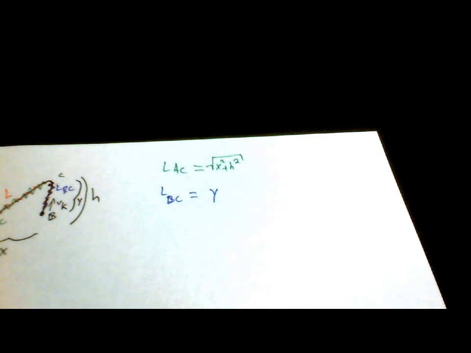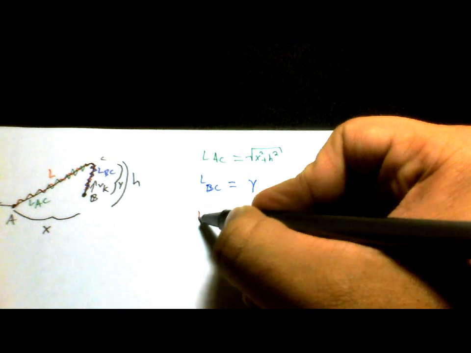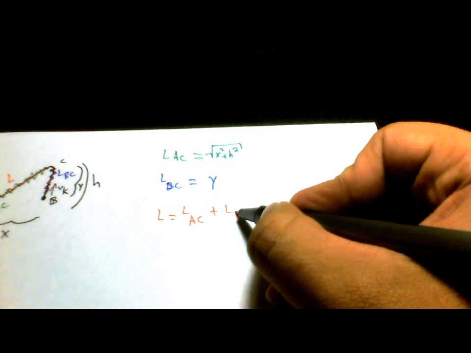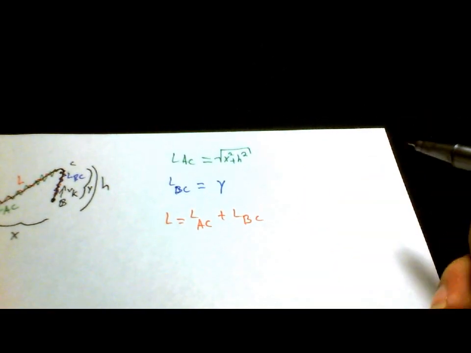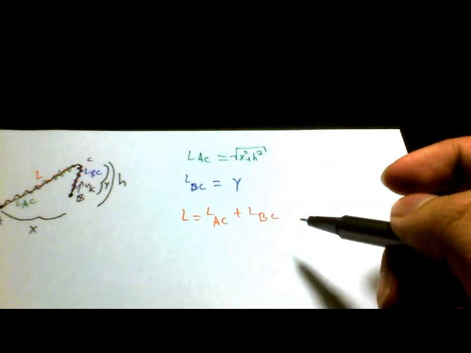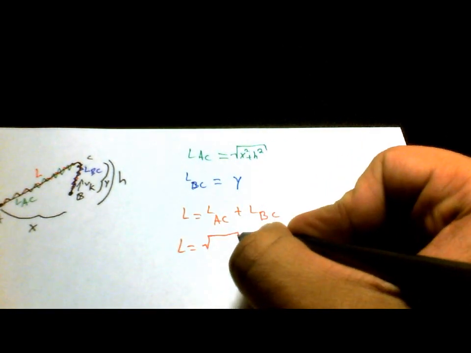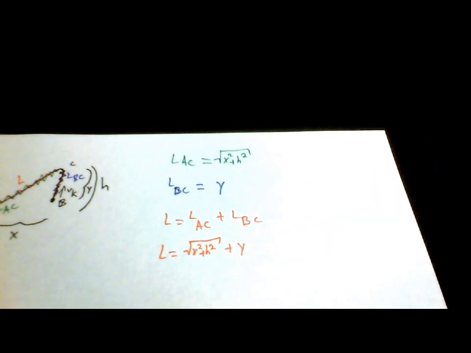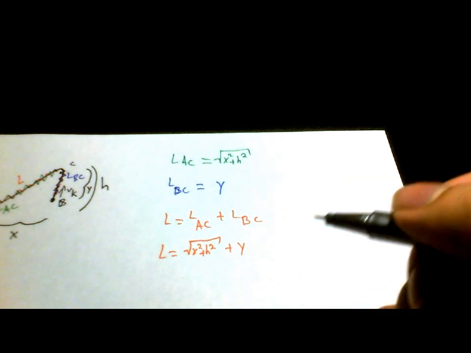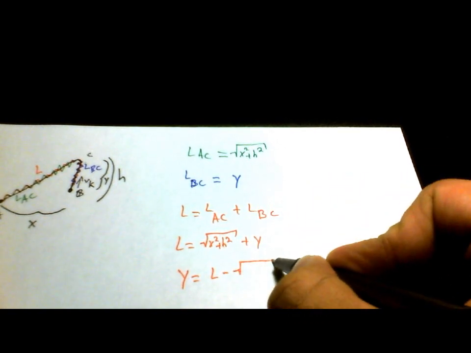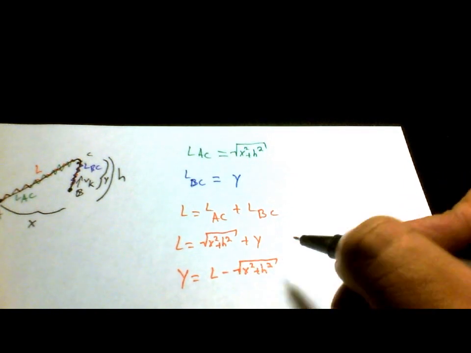So now we're going to find the equation for the length of the total rope. Length of the rope equals length AC plus length BC. We just calculated the LAC and LBC, so we'll just plug it in, and plus Y. Now, we're just going to isolate for y, so we get a function in terms of x. We get y equals the length minus the square root of x squared plus h squared.